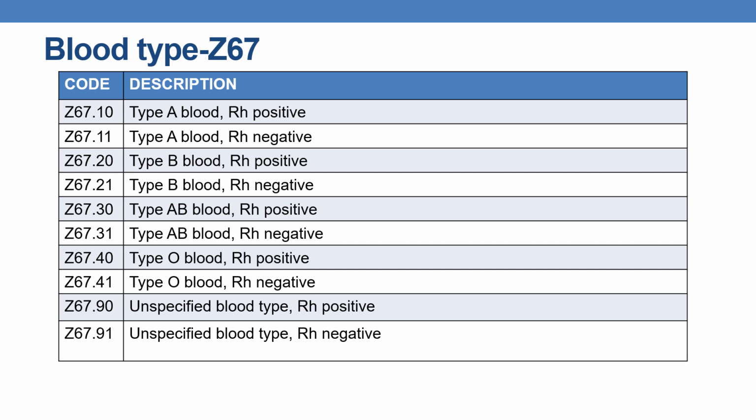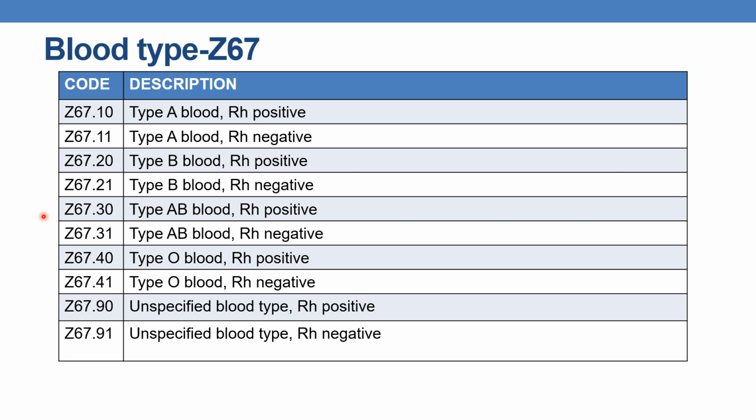Now coming to blood type or the Z67 series. The first code is Z67.10. It deals with type A blood, Rh positive. When the blood group is A positive, you need to code Z67.10. The next is Z67.11, type A blood, Rh negative. The next is Z67.20, type B blood, Rh positive, that is B positive. The next is Z67.21, type B blood, Rh negative, that is B negative.